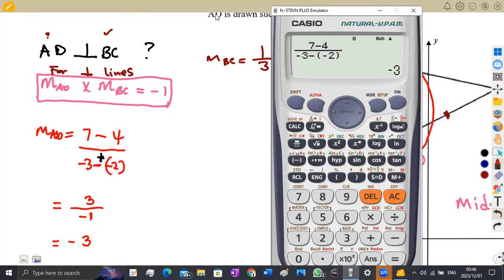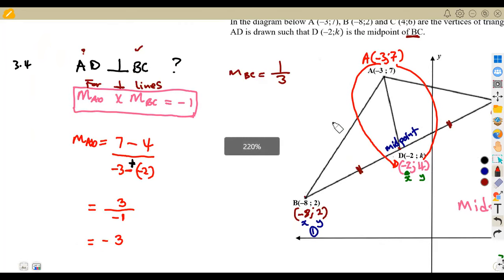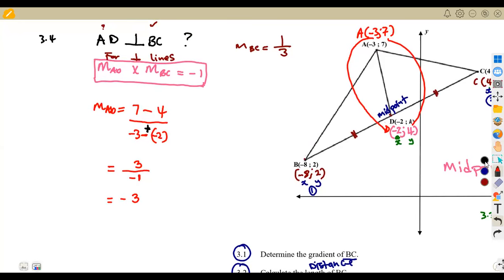So we have the gradient of AD and the gradient of BC. Let's multiply and see if the condition we've been talking about for perpendicular lines is satisfied. If they are perpendicular, we are supposed to get -1. So you multiply the gradient of AD, which we calculated as -3, by the gradient of BC that we calculated before, which is 1/3. As you can see, guys, if you multiply -3 times 1/3, we get -1.